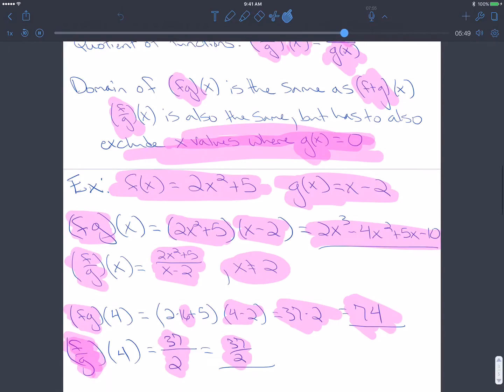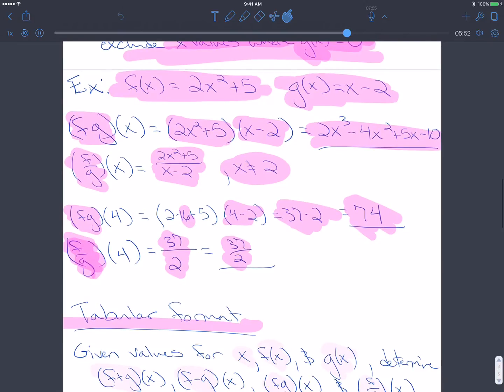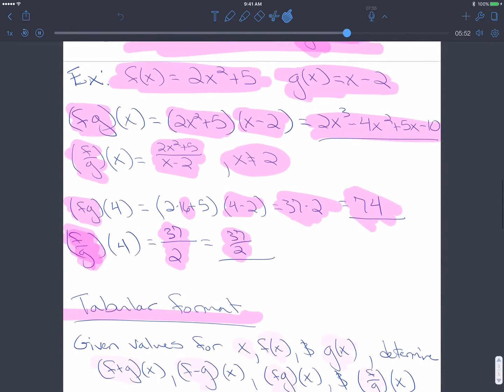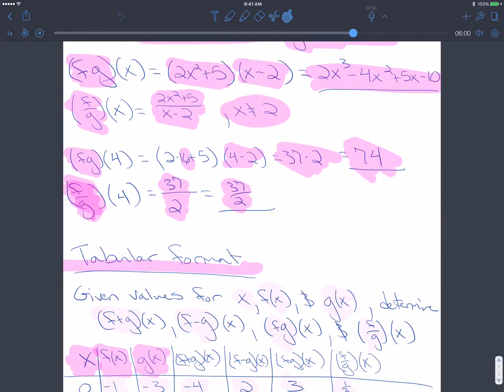You can do the same thing in a tabular format, which really just means that I build a table with my x values, my f of x values, and my g of x values. So I don't even need the function to do this. If I have the values, I can construct these function operations. So I'm giving values for x, f of x, and g of x, and then from those we'll find f plus g, f minus g, f times g, and f divided by g.